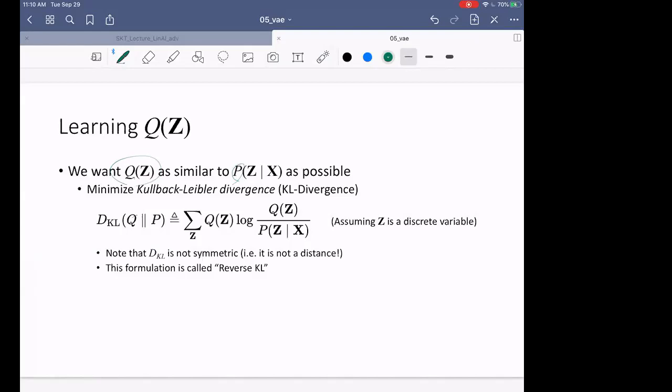So the mathematical notation looks like this. You have QZ and log QZ over PZ given X. Basically, it's a Q here and then P here. So because there's Q here, there's P here. That's the mathematical notation. Like DKL of X, Y is X log X over Y.